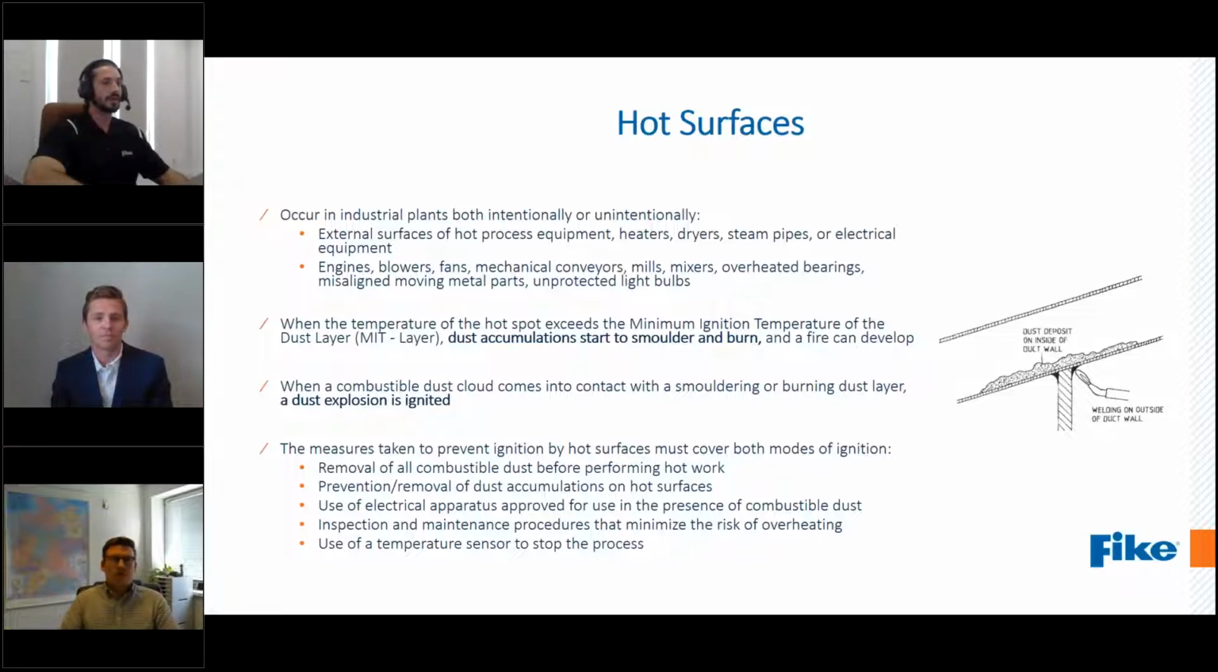So a few measures that we can take. We can remove all of that combustible dust in the surrounding area before performing that hot work. That's part of good housekeeping. We can prevent and remove any kind of dust accumulation on hot surfaces. We can use electric equipment that is approved for use in the presence of that particular type or classification of hazard. We can inspect and keep good maintenance on procedures that might minimize the risk of overheating. And then finally, we can use temperature sensors to stop the process in the case of any hot surfaces or overheating that might go beyond the norm of that process allowance.